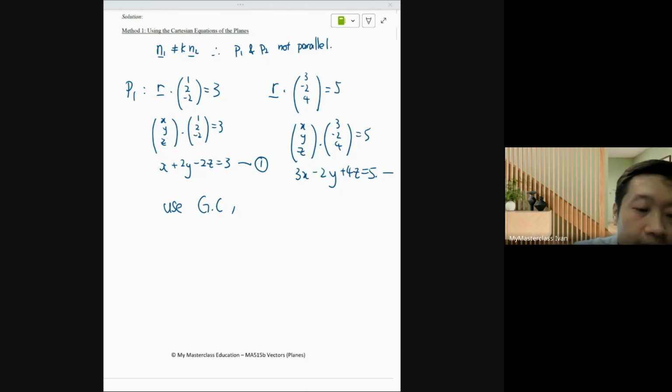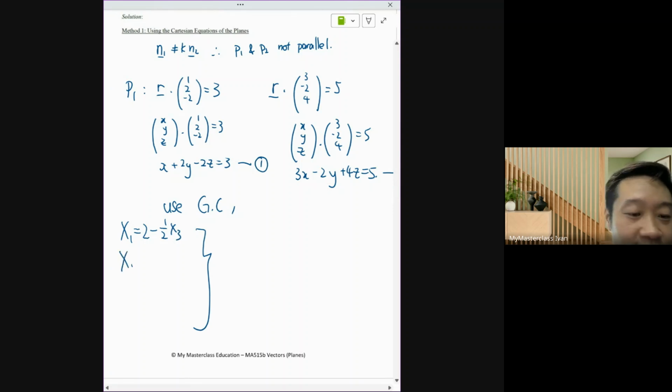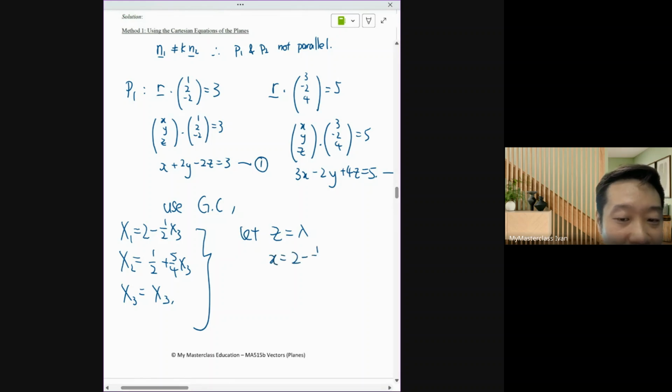So my GC value is like this: x1 equals 2 minus half x3, y is half plus 5 over 4 x3, and x3 equals x3. You can write this down for reference first. This is not the correct working. How we present it is, let z equal lambda. So x equals 2 minus half lambda, y equals half plus 5 over 4 lambda, z equals lambda.